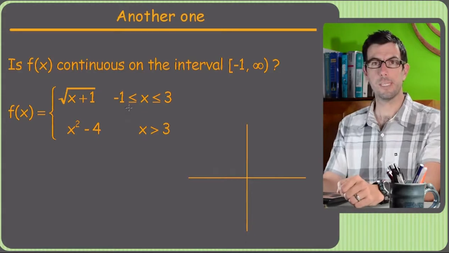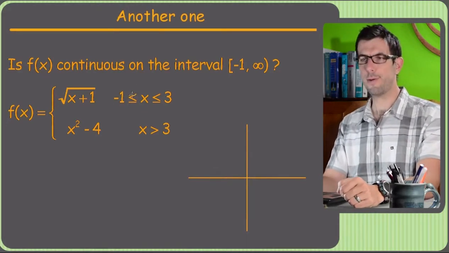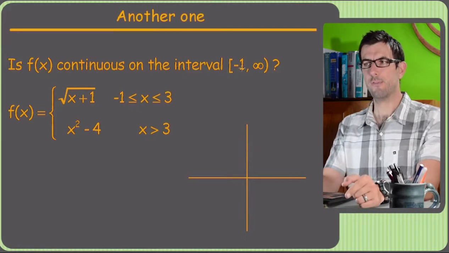What happens though if they don't match up? I don't know, maybe this problem will show us. All right, so is it continuous on the interval negative 1 to infinity?